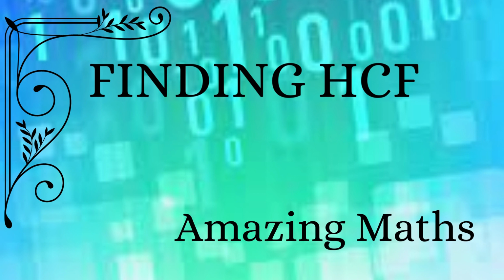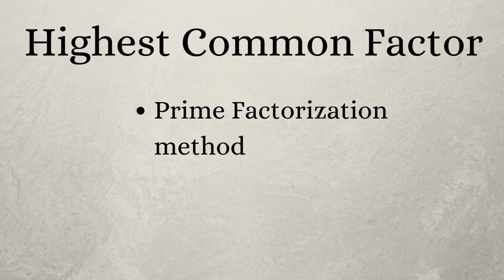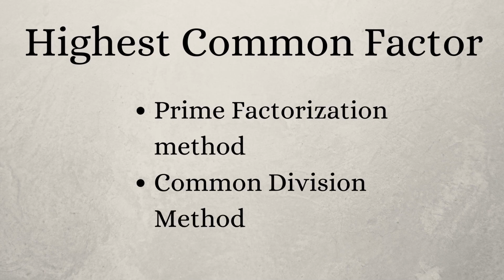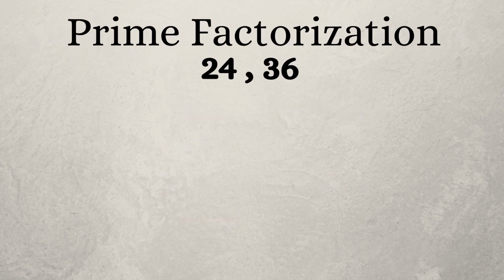Today we shall learn how to find out the HCF of two or more numbers using prime factorization and common division methods. First we'll check out the prime factorization method. Let's take the example of 24 and 36. So first write down the two numbers and then we'll start with 24. Now let's find out the smallest prime number which is a factor of 24, and that is 2.